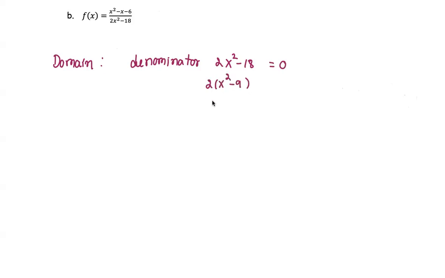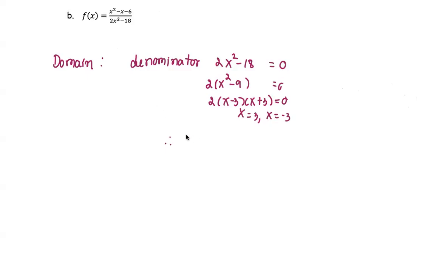For this problem, we are going to find the domain and the vertical asymptote. First part, when we find the domain, we look at the original function. From the denominator, 2x squared minus 18, we look at the zeros. Factor completely. We have 2 times (x minus 3)(x plus 3) equals 0. Therefore, x equals 3 and x equals negative 3 will make it 0.